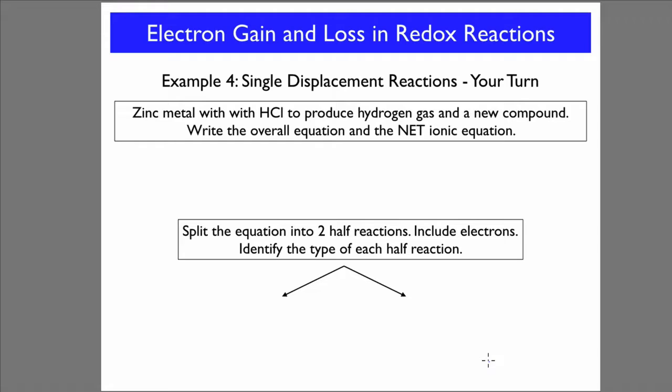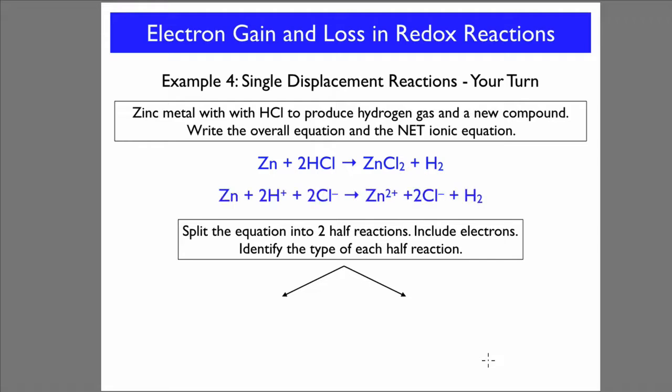Zinc metal reacts with HCl to produce hydrogen gas and a new compound. Write the overall equation and the net ionic equation. So we've got zinc and hydrochloric acid giving us zinc chloride and hydrogen. We can split the zinc chloride up and we can split the HCl up. So let's have a look at this. We want to split into two half reactions.